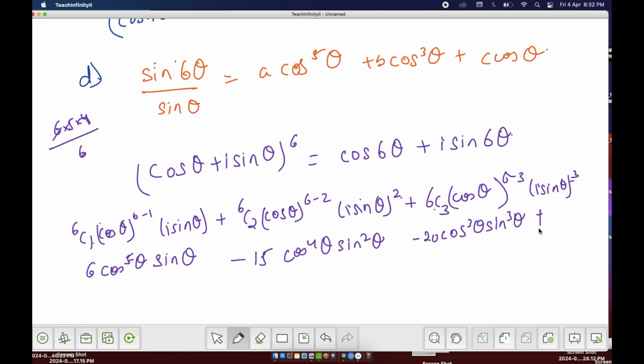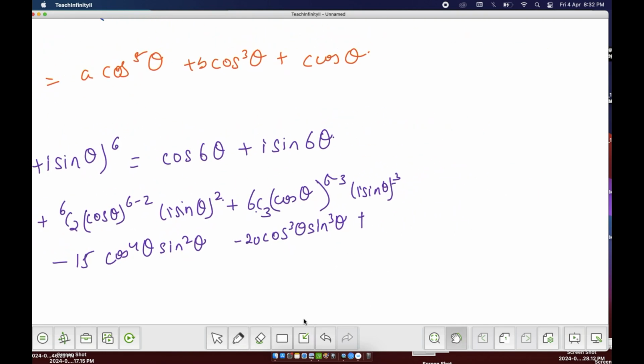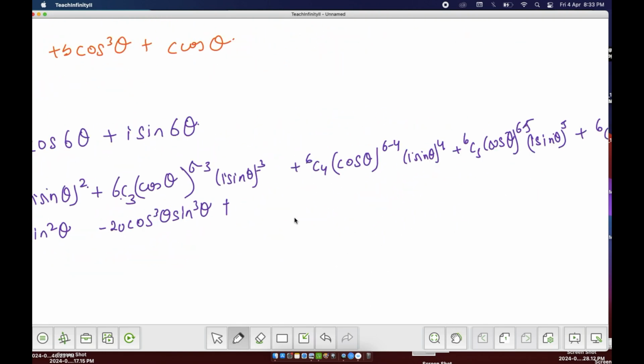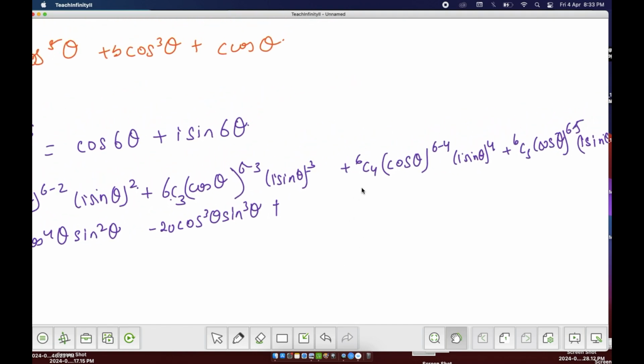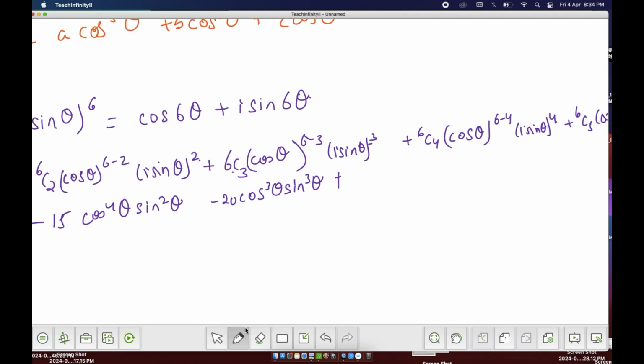Okay, and then finally 6C4. 6C4 is the same as 6C2, so it's going to be 15. So 15 cos square theta, and i to the power 4 is negative 1 times negative 1, which becomes positive 1. So 6C4 is 15 cos square theta sin to the power 4 theta.